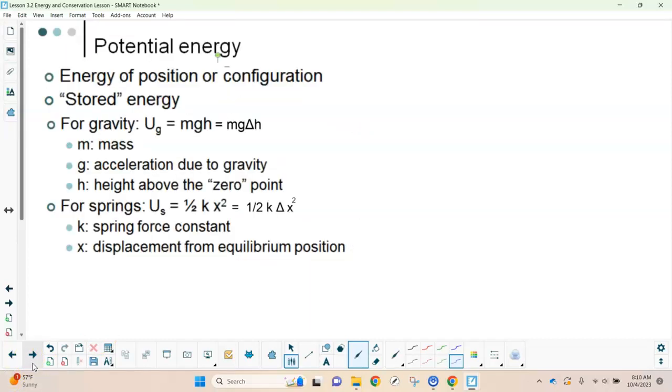The other type of energy that we have is potential. So potential energy is energy of position, so position or configuration. Potential energy is stored energy.